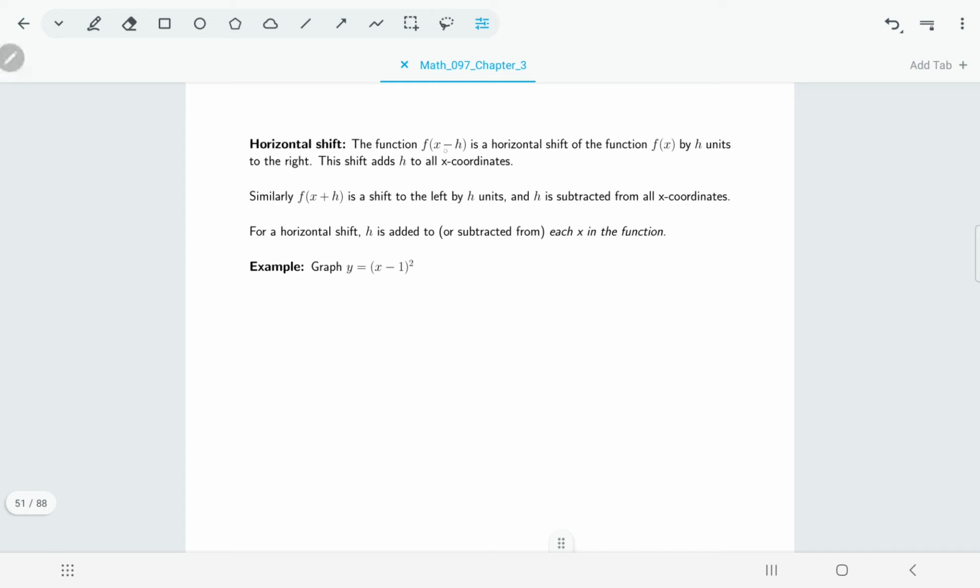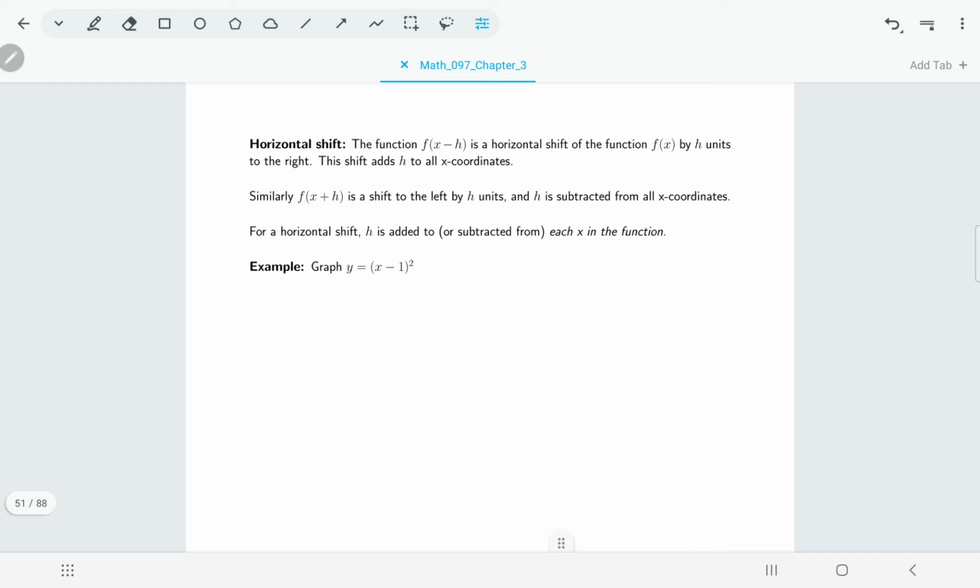Here with horizontal transformations, a negative doesn't mean a shift to the left, it actually means a shift to the right. So here, notice the difference. Rather than having a number added or subtracted from the entire function, I have a number that's being added or subtracted just from the x itself.